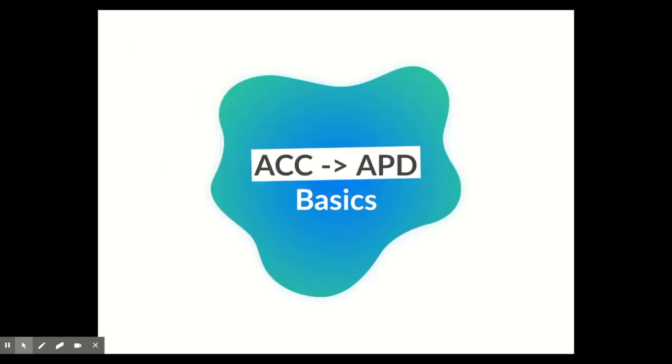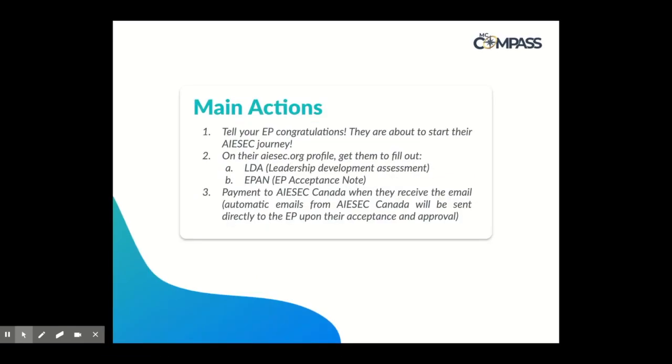And then now let's say your EP is accepted. Yay, congratulations. So now that your EP is accepted, you tell them congratulations, they're about to start their Isaac journey, and now it's basically getting all the logistics done. So you would first ask them to go on isaac.org on their profile and get them to fill out the LDA, which is the Leadership Development Assessment, and the EPAN, which is the EP Acceptance Note.